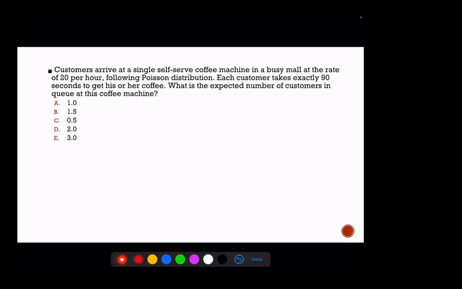So once you meet a question like that, the first thing you need to figure out is what it asks. For this one, it asks you for the number of customers in the waiting line. Okay, so I gave you a few seconds and let's do it together.